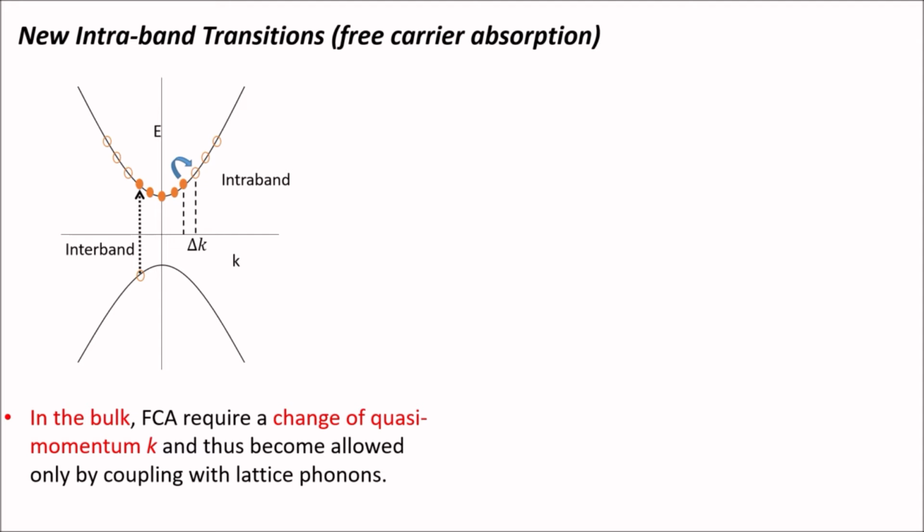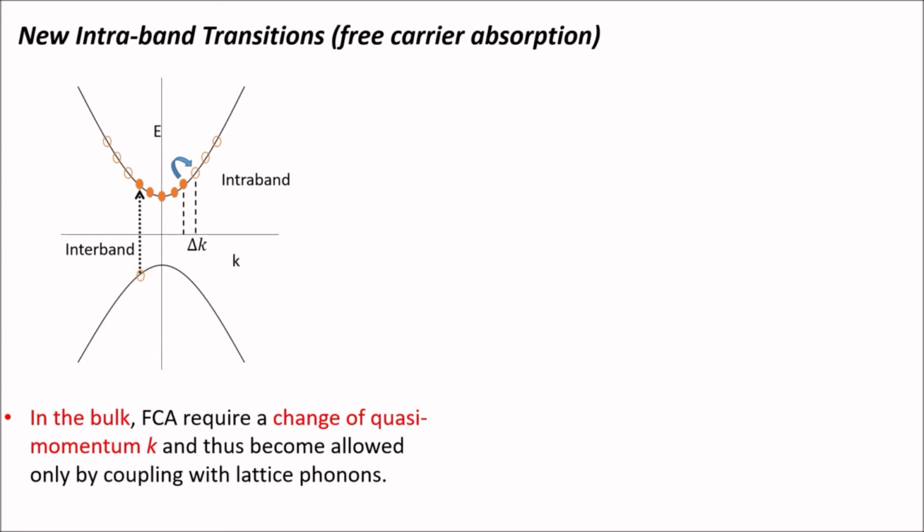require a change of quasi-momentum, as there is a small change in the momentum between these two states, and hence it becomes allowed only by coupling with lattice phonons, which can provide or take up this momentum change. So in the bulk materials, these processes are generally weak compared to interband transitions, as interband transitions do not require a change in the K value.